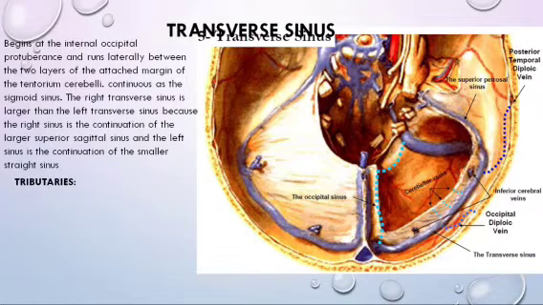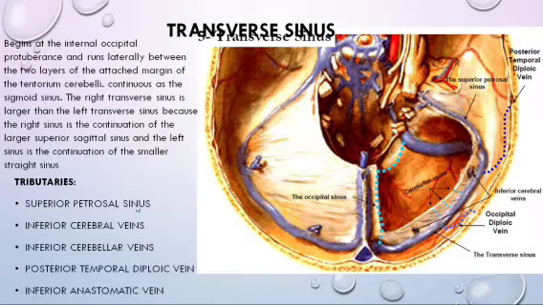Okay. So if you see the tributaries of the transverse sinus, they are the superior petrosal sinus, inferior cerebral vein, inferior cerebellar vein, and the posterior temporal diploic vein, and even the inferior anastomotic vein also forms a tributary of the transverse sinus. So any doubt in this transverse sinus? So it starts at the internal occipital protuberance. So it is a content of the tentorium cerebelli. This fold is the tentorium cerebelli. So now the transverse sinus is an important content of the tentorium cerebelli. Okay, so clear?